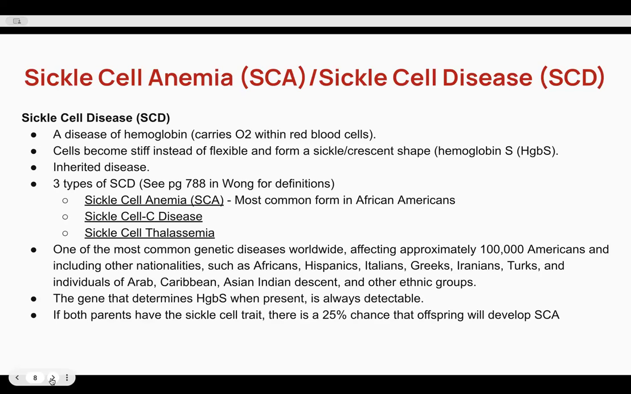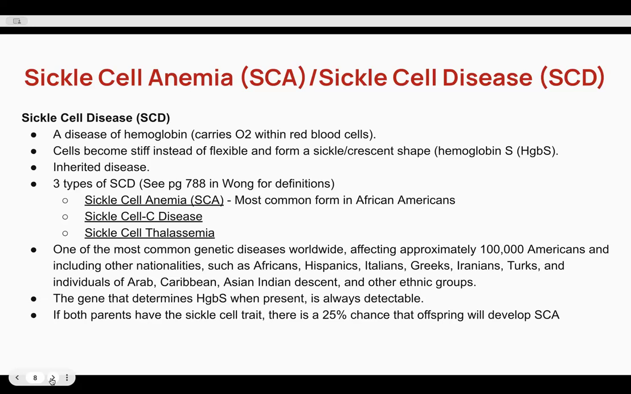There are three types of sickle cell disease, and you can go to page 788 in Wong to see detailed definitions for all of these. The most common one is sickle cell anemia, and it is the most common form found in African Americans. This is one of the most common genetic diseases worldwide. It affects approximately 100,000 Americans every year.